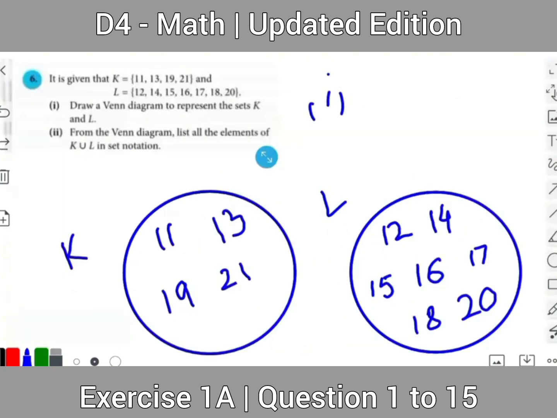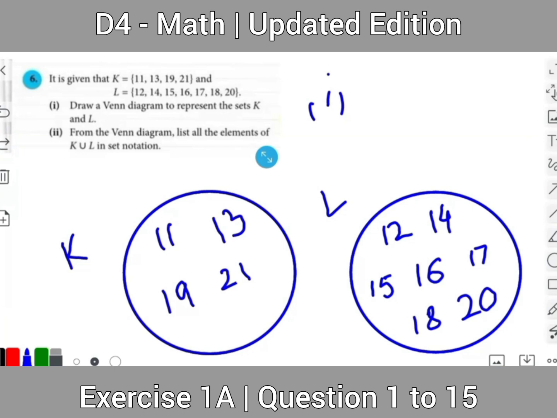The set K is equal to 11, 13, and the set L is equal to 12, 14, 15, 16, 17, 18, and 20. In the first part, we have to draw the Venn diagrams to represent the sets K and L. To draw the Venn diagrams for sets K and L, we just need to draw two circles and put the elements of sets K and L inside them. These two sets are not overlapping just because they are not sharing any common element.